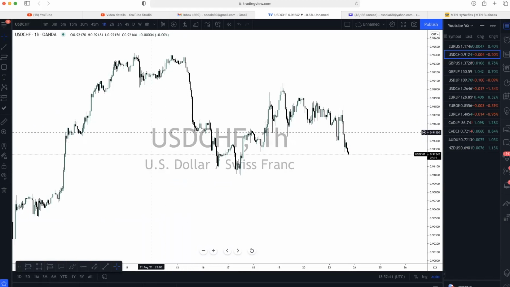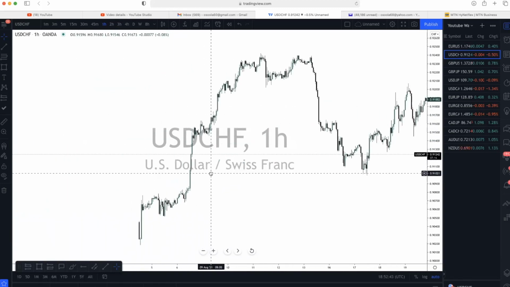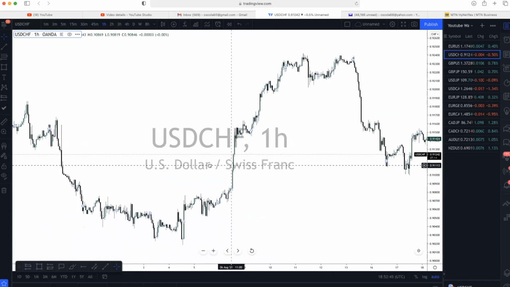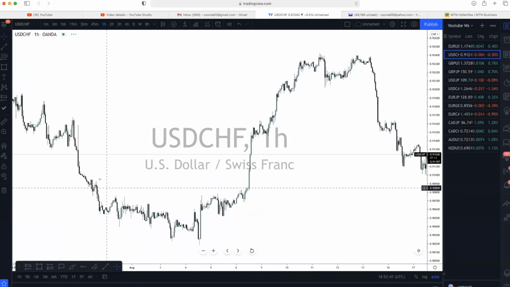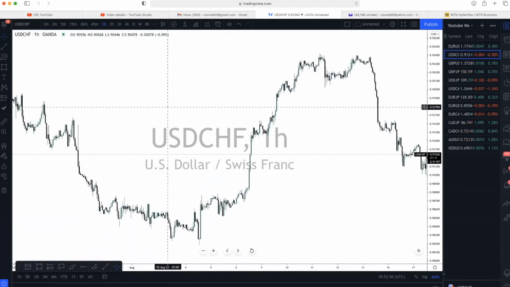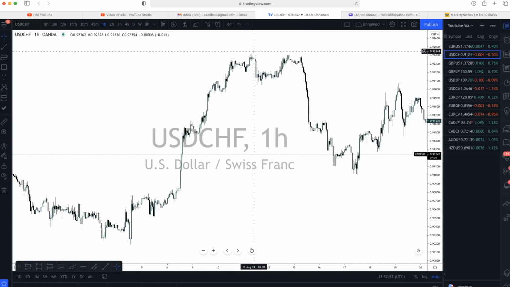Now, looking at this USD CHF, just like what we said last week, what is the pattern we are really looking at? We saw the market is going in a very bullish direction. You can see price eventually broke the previous structure here and made a higher high in this particular instance.